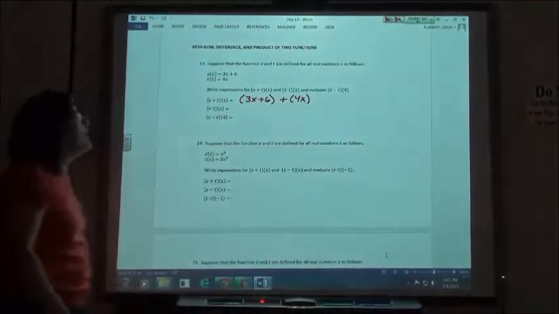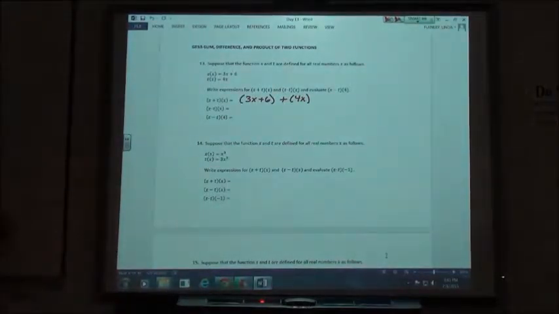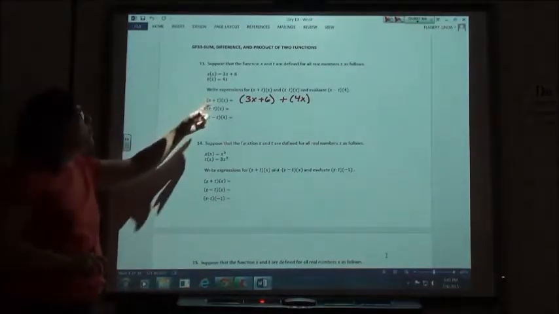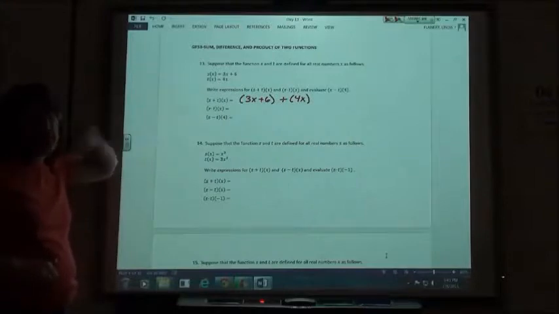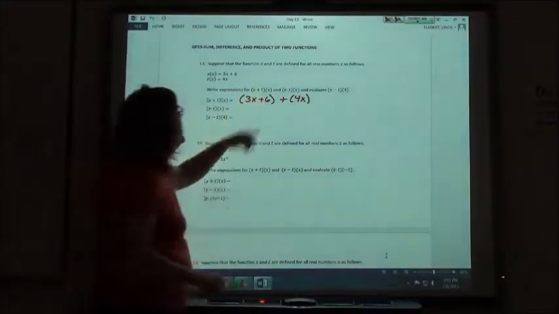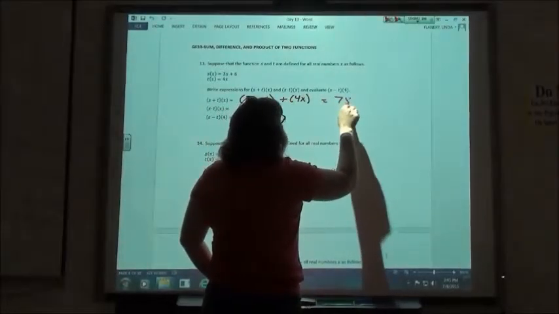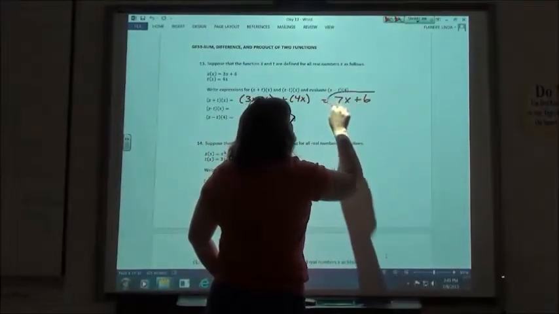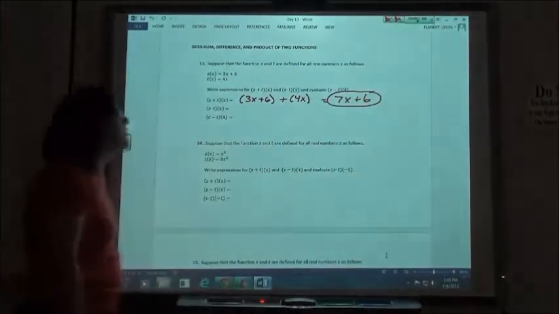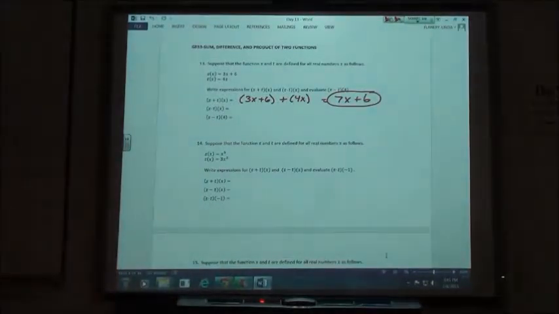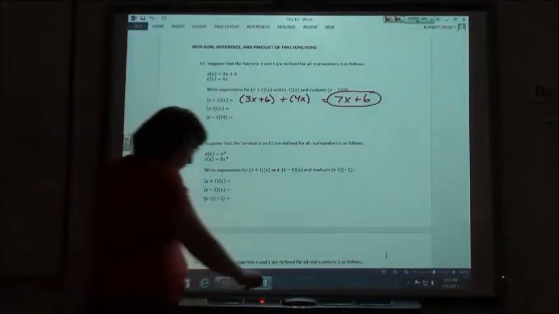Now, since I'm adding, I really didn't need the parentheses, but I put them there because the order is important when you subtract, not necessarily when you add. So I'm going to combine my like terms. 3x plus 4x is 7x, and so I get 7x plus 6, and there's nothing else I can do to simplify that, so that's just going to be my answer.